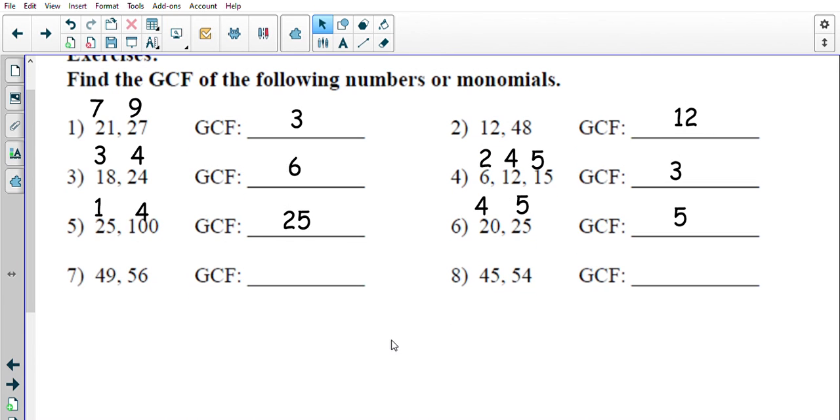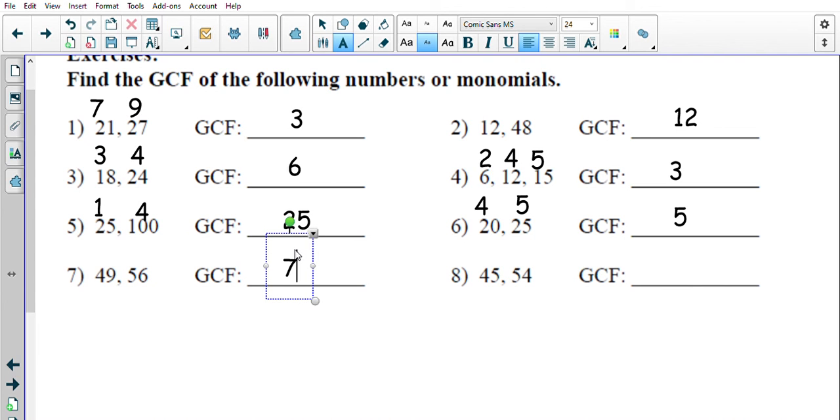All right, number 7, 49 and 56. What's the largest number they both divide by? Well, 49 only has a few factors. It's 1, 7, and 49. And since 7 goes into 56 evenly, 7 is our greatest common factor. You can check this though. 49 divided by 7 is 7. 56 divided by 7 is 8. And 7 and 8 only divide by 1.